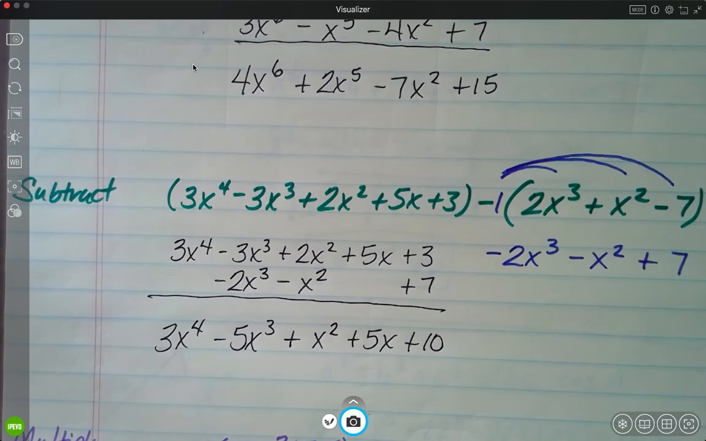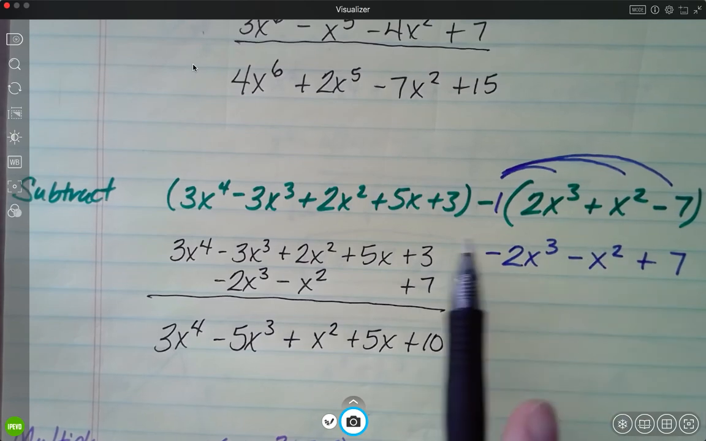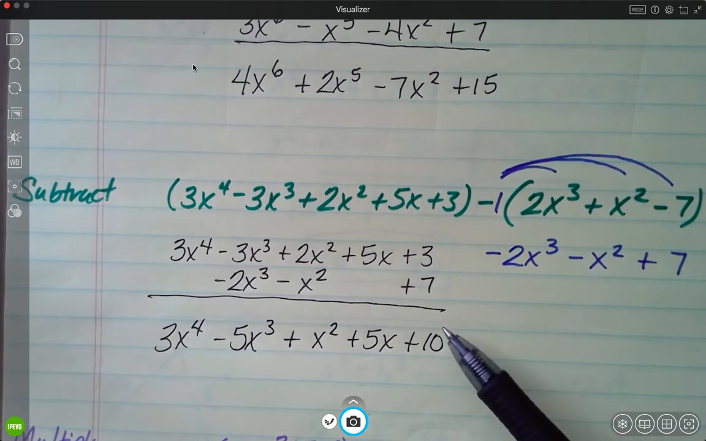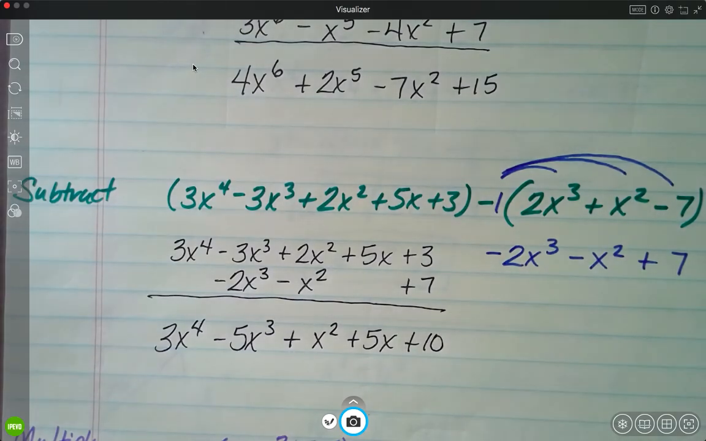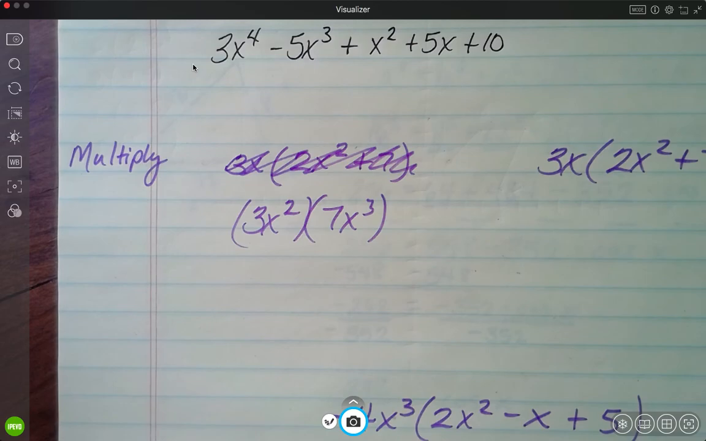Very similar to my addition, but we've got to make sure we subtract each piece. I find stacking them is a lot easier when you're trying to put the like terms together. So not too bad. Adding, subtracting, things that you guys have probably done pretty well. Our last piece here is just multiplication. Sorry, I got a little ahead of myself here.